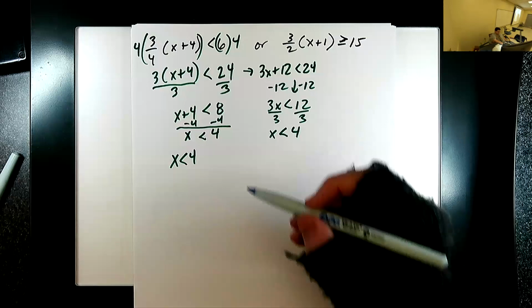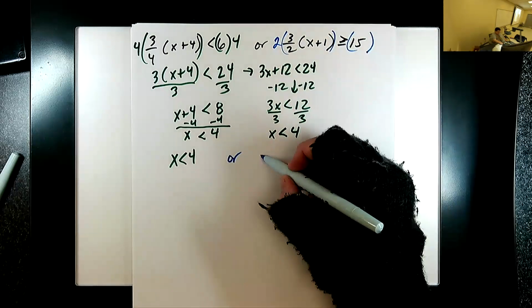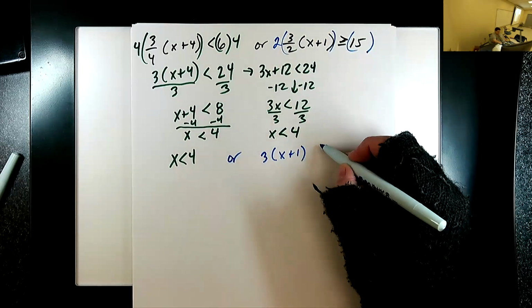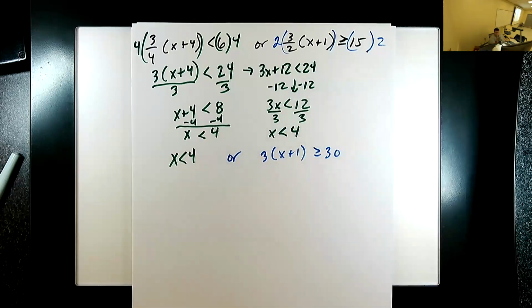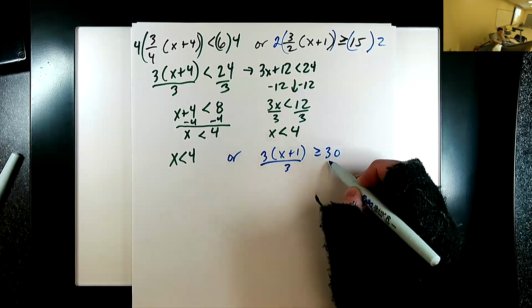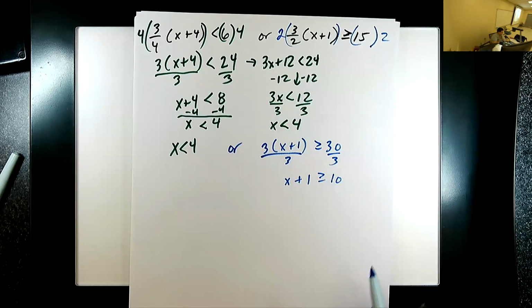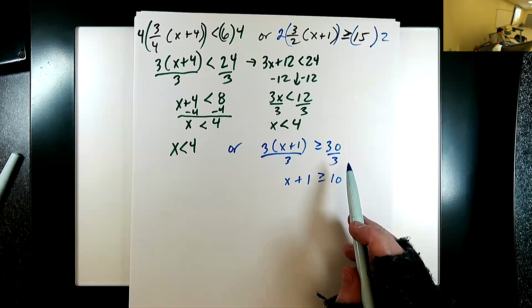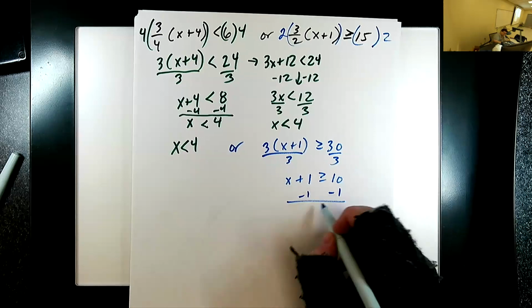Then if we hit up the other side, I'll do the same thing here. I'll multiply both sides by 2. And I get 3 times x plus 1 is greater than or equal to 30. Again, I can distribute, but I think it's easier to just divide. X plus 1 is greater than or equal to 10. I wouldn't do it if it made a decimal or an ugly fraction on the other side, but 30 divided by 3 is a number I know. And if I subtract 1, I get x is greater than or equal to 9.